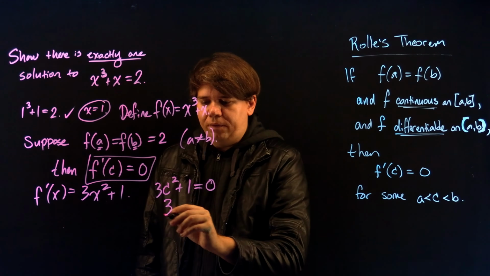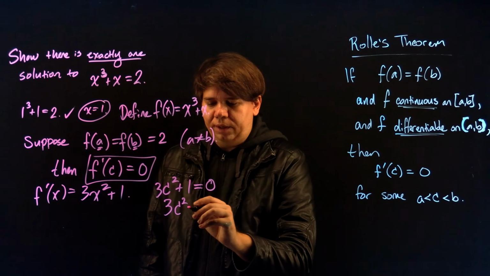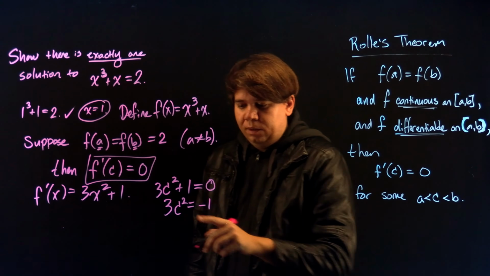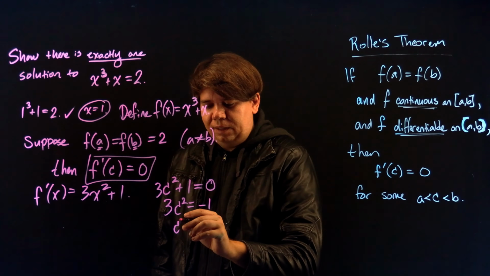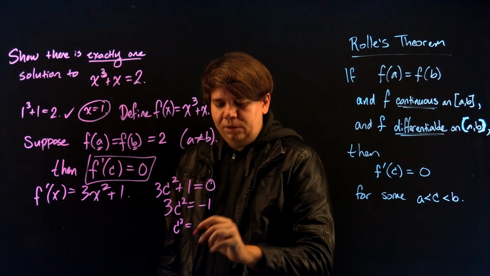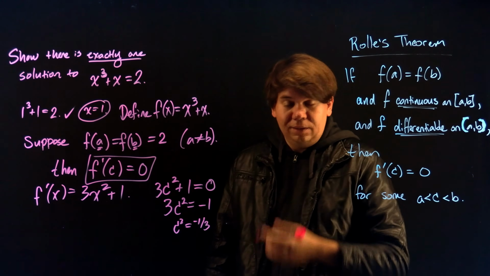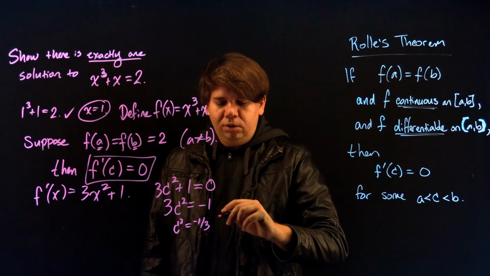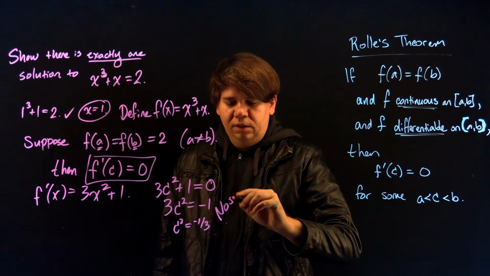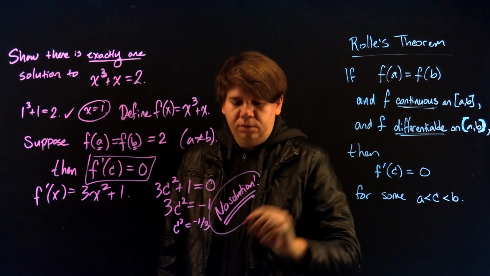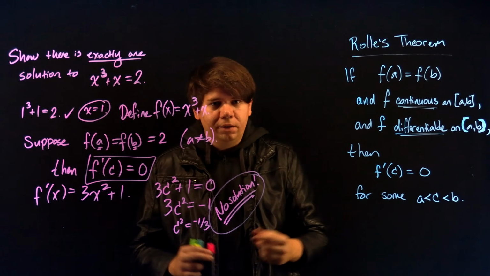Since this is 0, it must be 0 somewhere. That means, solving for c, 3c squared is -1. But you see the problem now? How can 3c squared be -1? For that would mean that c squared is -1/3. But you can't square a number and get a negative, at least not a real number. So there's no solution to this. No solution. What went wrong?